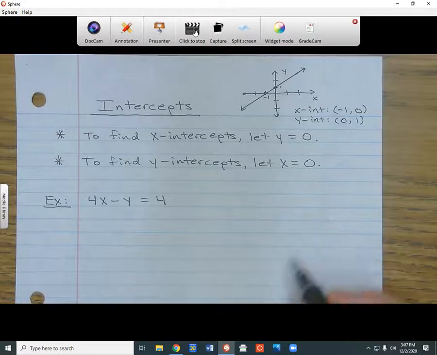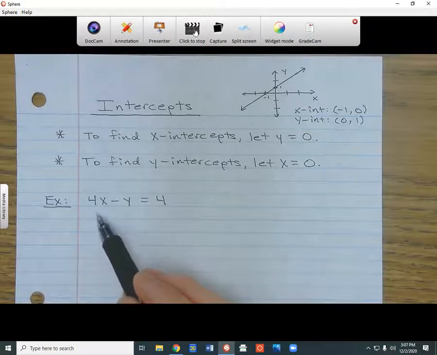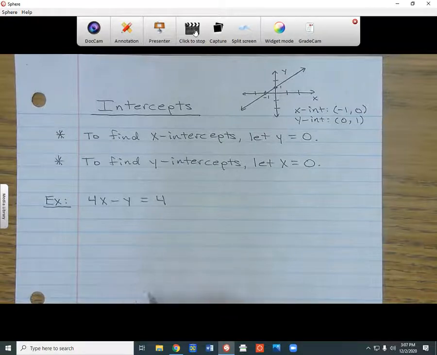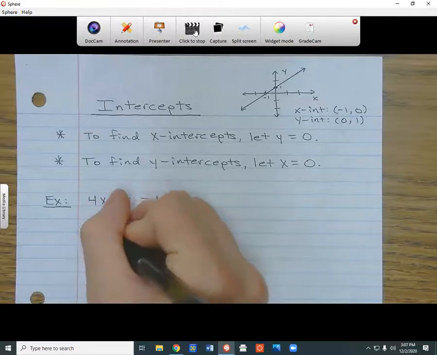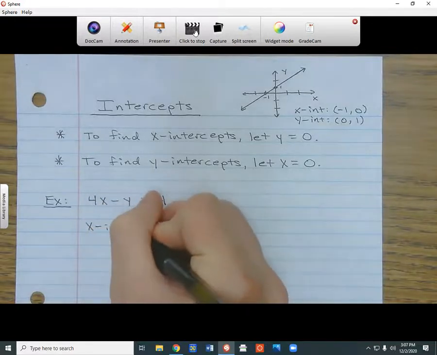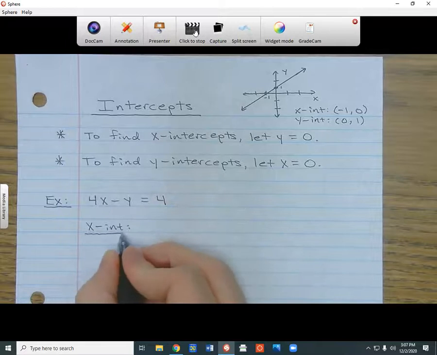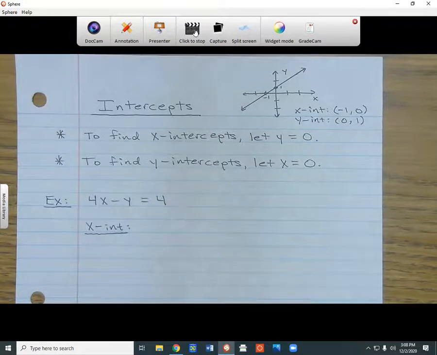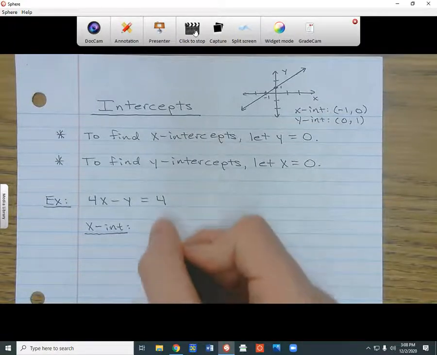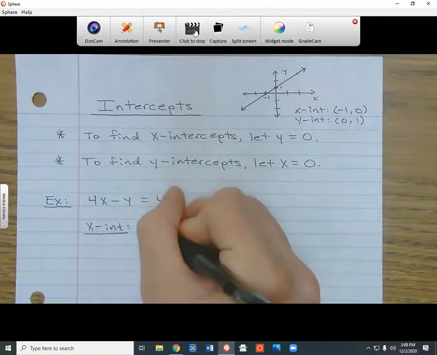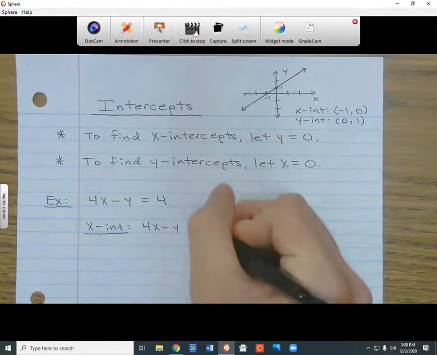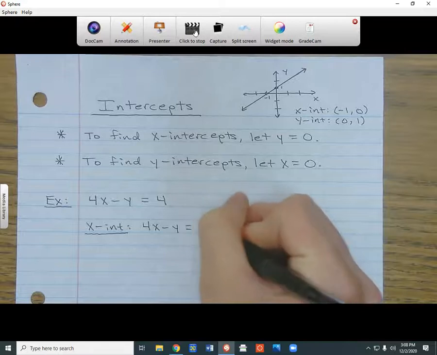Now, if you're given an equation like this, 4x minus y equals 4, what you want to do is find the x-intercepts and the y-intercepts. Finding the x-intercepts and the y-intercepts is pretty easy. All you have to do is let the opposite variable be 0. So when I want to find the x-intercepts, I'm going to let y be 0. So I'm going to rewrite my equation the same way that I found it, and then I'm going to let y be 0.